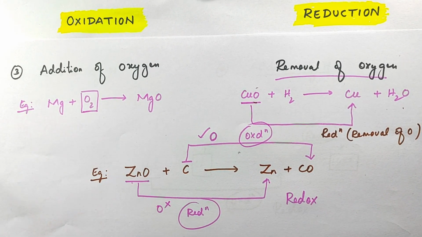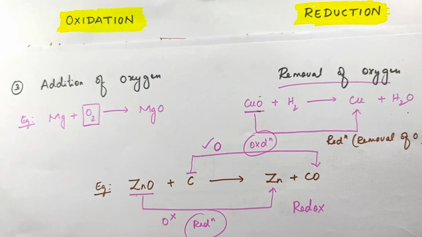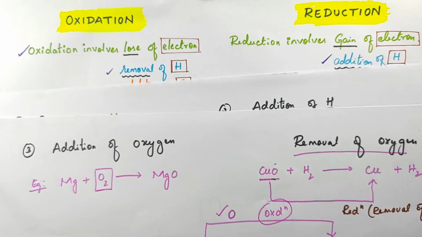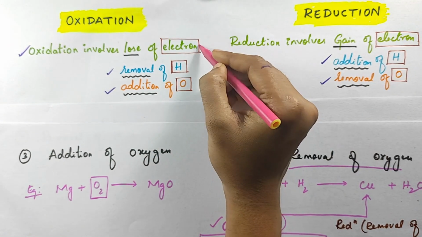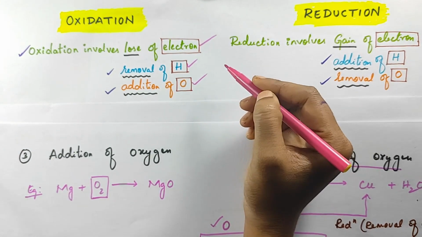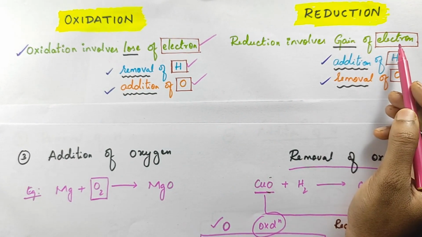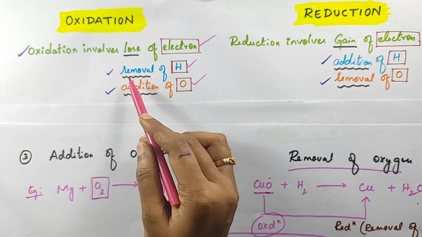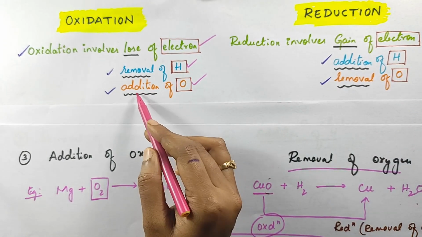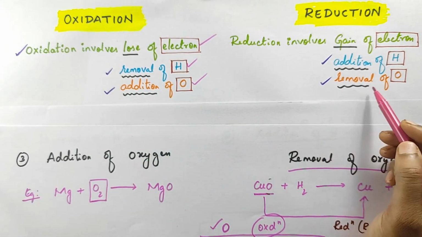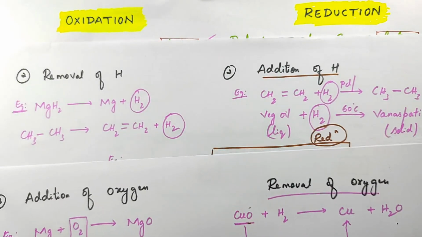So I hope you all understood the concept. This is all about oxidation and reduction with the three different definitions, based on electrons, based on hydrogen and based on oxygen. Oxidation means loss of electrons, reduction means gain of electrons. Oxidation means removal of hydrogen, and reduction means addition of hydrogen. Oxidation means addition of oxygen and reduction means removal of oxygen, with the examples I have shown you.